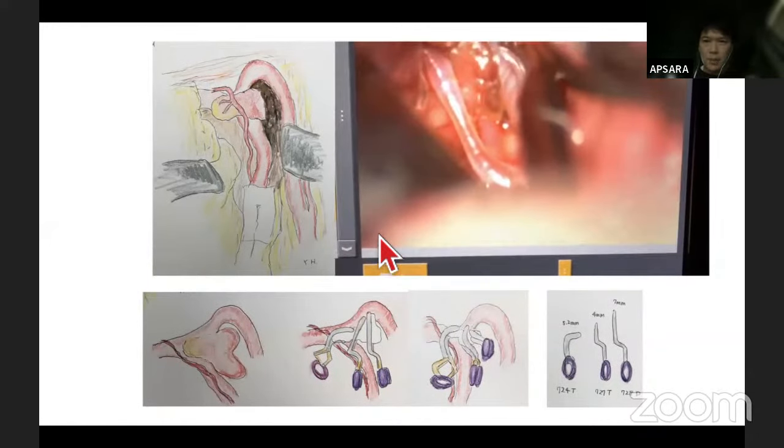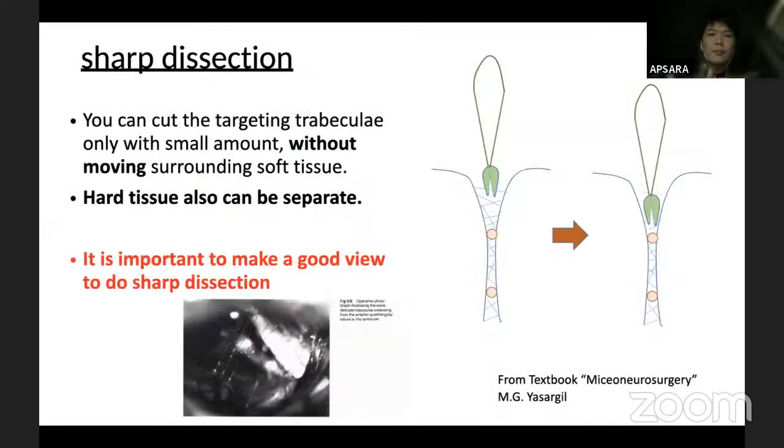Okay, let me skip this video. So sharp dissection, as you know, we use scissors, so it doesn't damage any pia. It's a very good way to do sharp dissection. So please try to make a good view to do sharp dissection. Then the combination is very important.